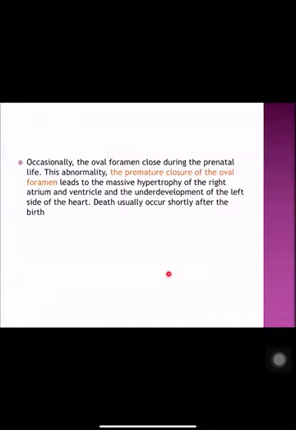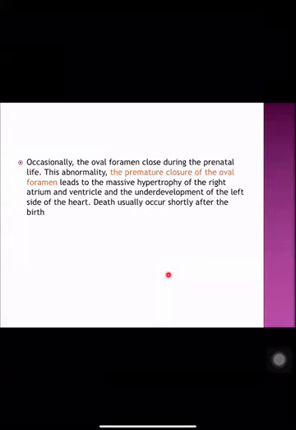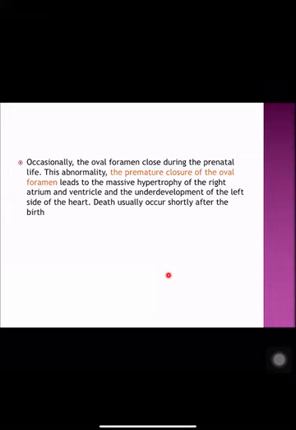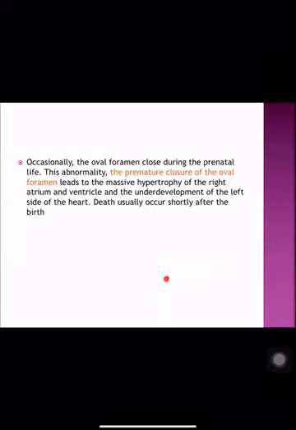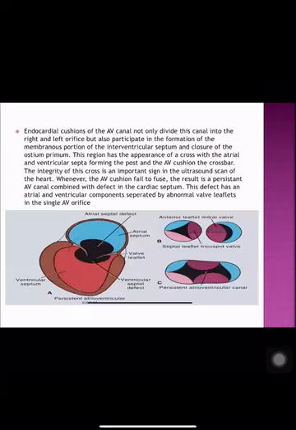Now, occasionally the oval foramen will close before its time. That is called the premature closure of the oval foramen. So by this, we suspect what? When there is a premature closure of the oval foramen, which normally allows the shunt of the blood from the right to the left side, and when it closes prematurely, it will lead to the hypertrophy of the right side of the heart with the underdevelopment of the left side. Death usually will occur shortly after birth.